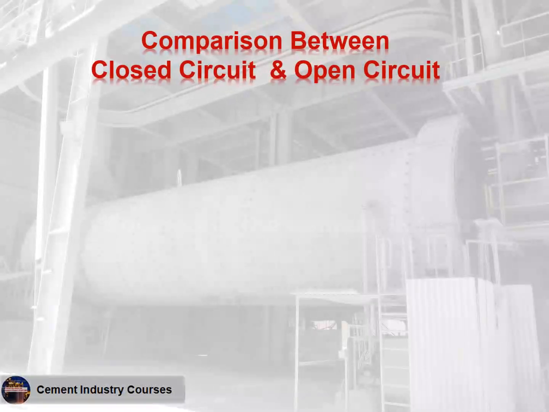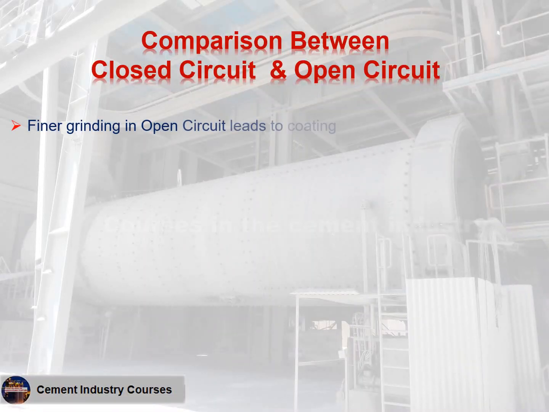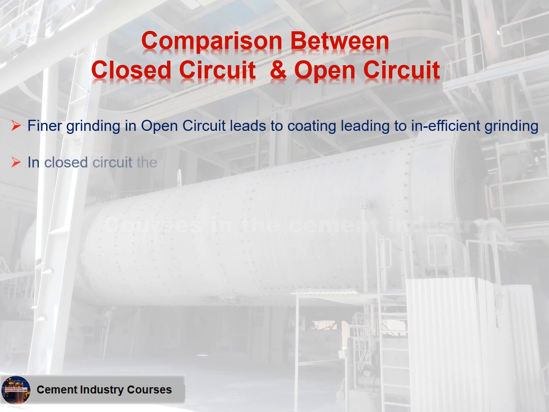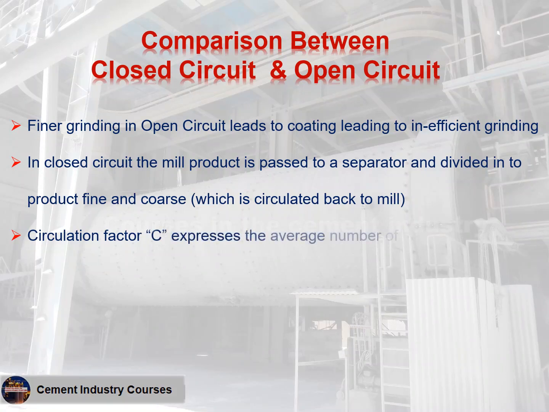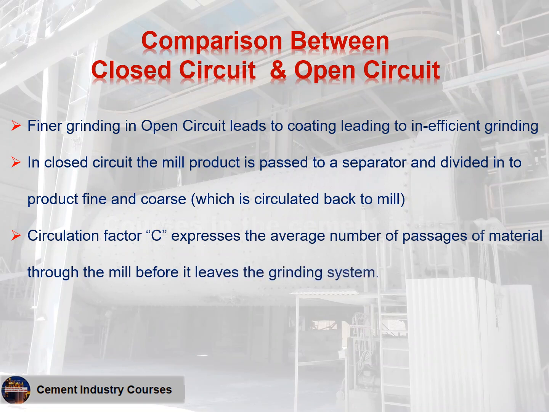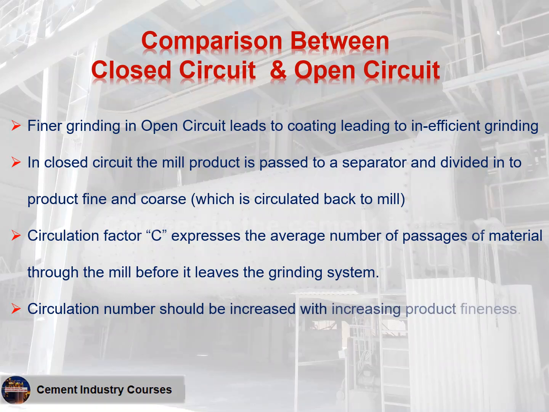Comparison between closed circuit and open circuit. Finer grinding in open circuit leads to coating, leading to inefficient grinding. In closed circuit, the mill product is passed to a separator and divided into product, fine and coarse, the coarse of which is circulated back to the mill. Circulation factor, C, expresses the average number of passages of material through the mill before it leaves the grinding system. Circulation number should be increased with increasing product fineness.